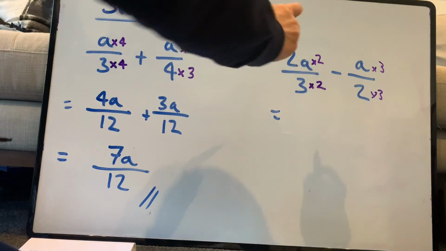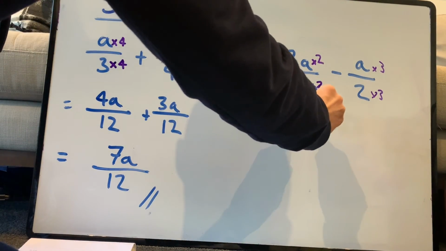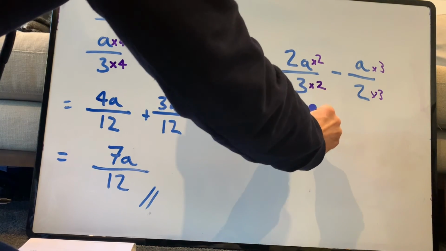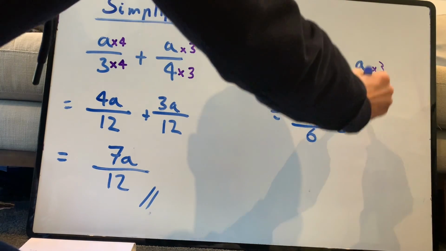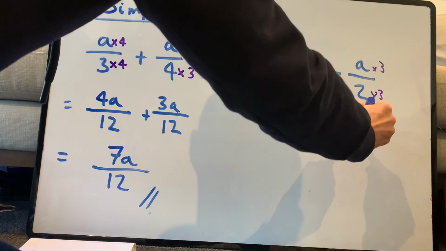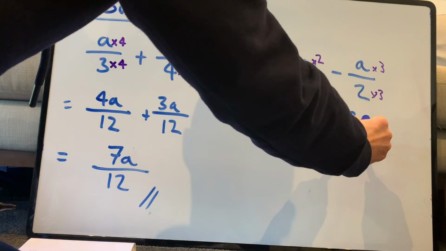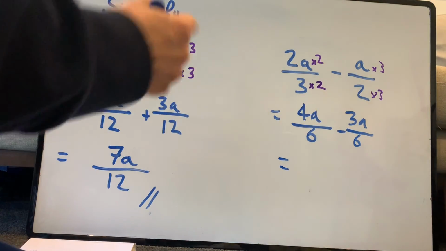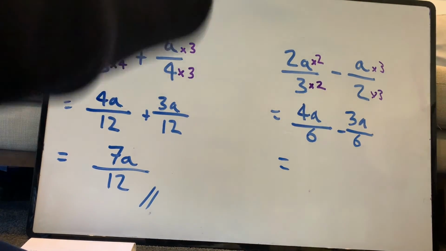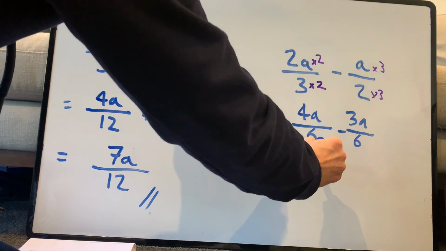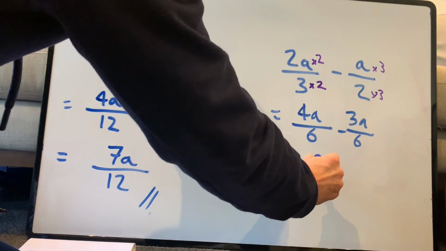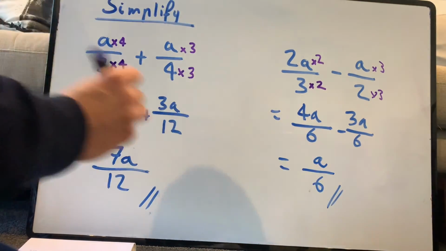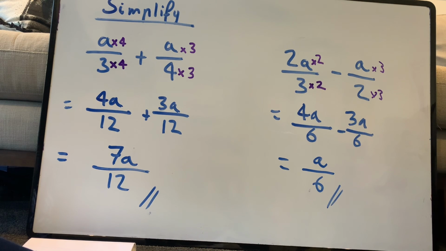What is 2a times 2? 4a. What is a times 3? 3a. 4a minus 3a, 1a. We don't write 1a, do we? No. We just write a. A on 6.